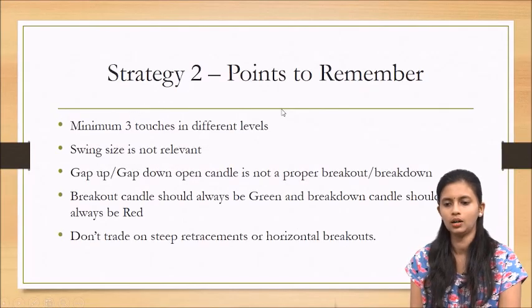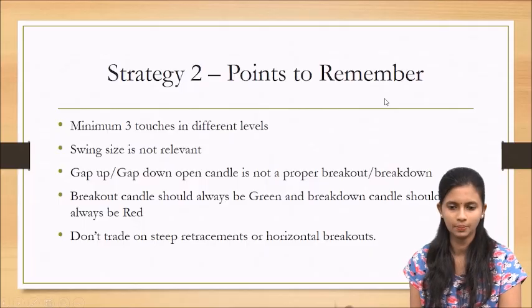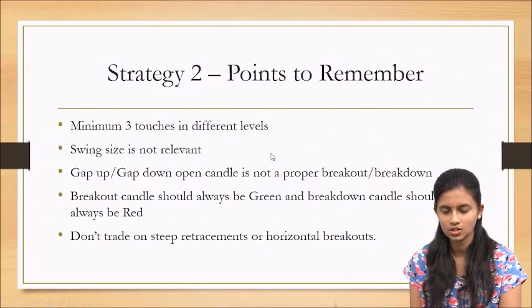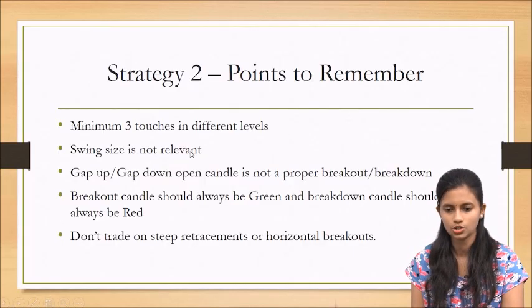Now, if you are going for strategy 2, what are the points to be kept in mind? First, as I told, a minimum of 3 touches at different levels should be there. Then swing size is not relevant here, unlike what we discussed in strategy 1. Here swing size is not important.